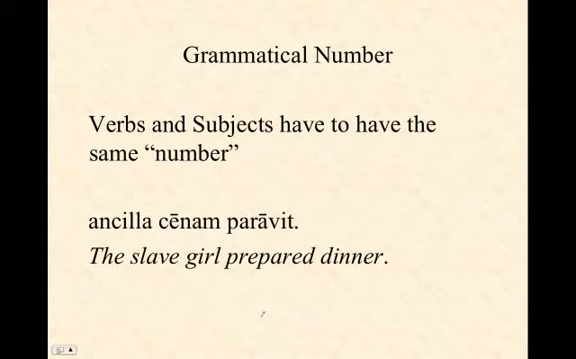Okay, now very important to take away from this little lesson is the fact that verbs and their subjects have to have the same number. And so the sentence ancilla cenam paravit translates to the slave girl prepared dinner. But because we have a singular subject, we have to have a singular verb.